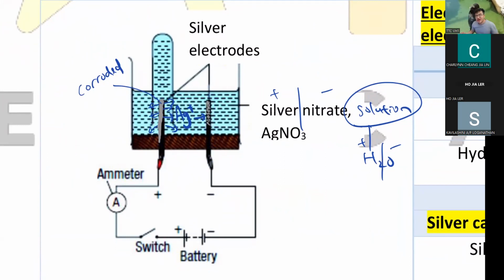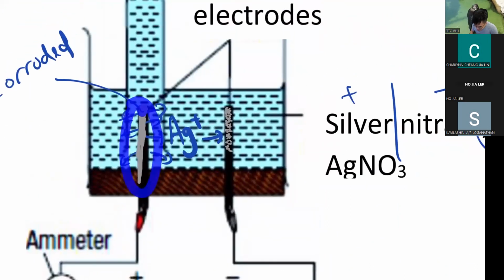I want to draw things out. I want to take things out. I put it at the anode, right? Can you see the silver coming out?